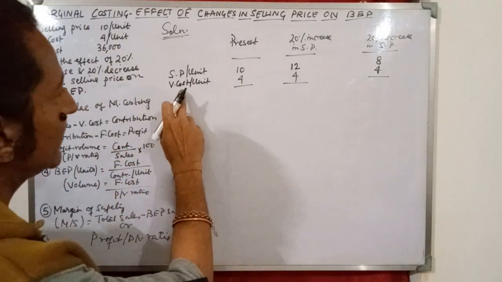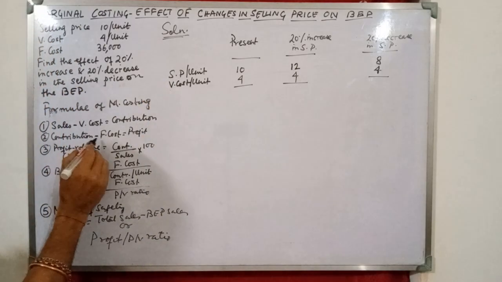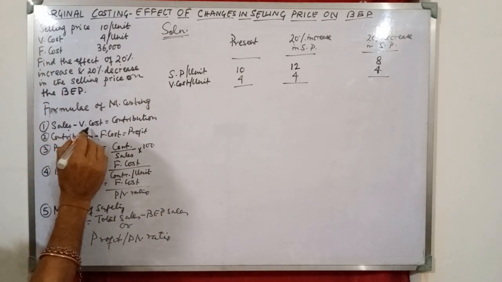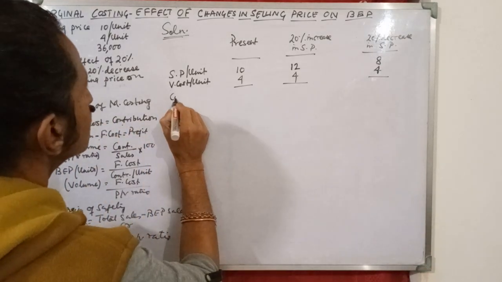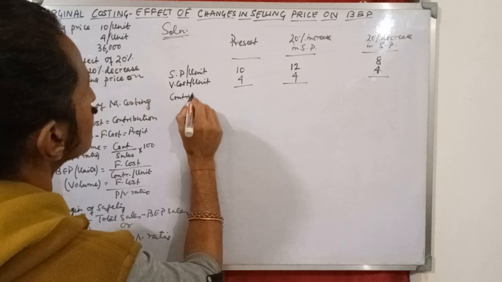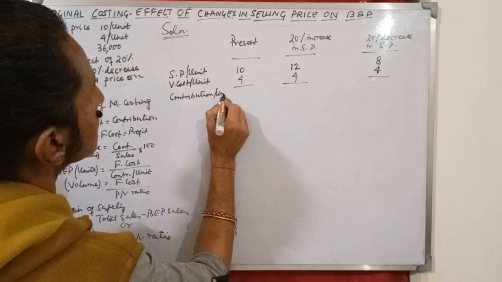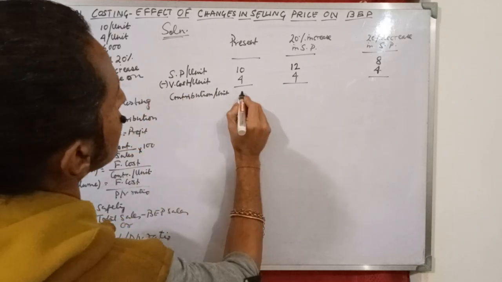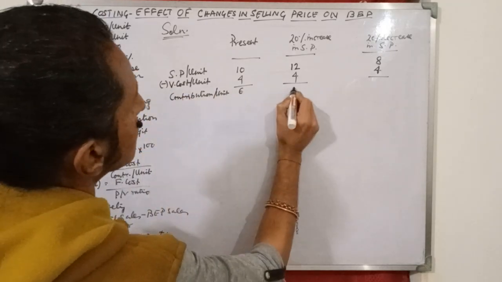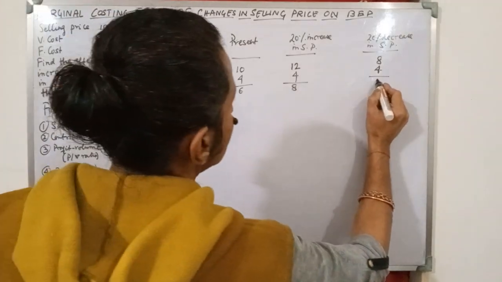So we deduct variable cost from selling price to get what? To get contribution. Sales minus variable cost is contribution. So we get contribution per unit. Here you get 6, here you get 8, and here you get 4.